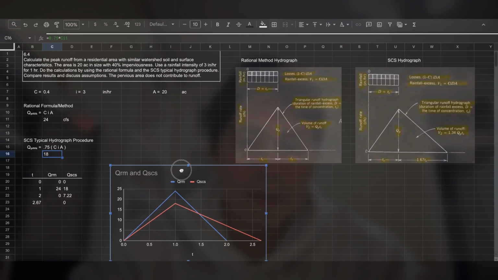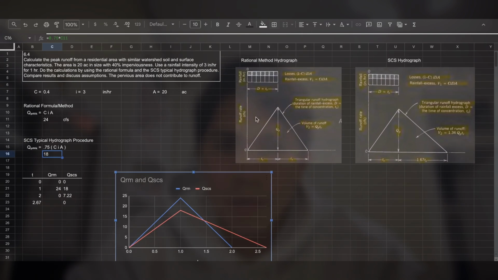Now, if you want to plot them, it's going to look like this. These are, I would say, the templates of each method. The rational method, we already are familiar with it. We just saw it in the previous problem. The SES is a little different because the falling limb of the hydrograph is a little longer and its peak is lower. So if you notice here, the rational method gives us 24 CFS and the SES gives us 18. So when we plot it here, we get 24 for the rational method and 18 for the SES.